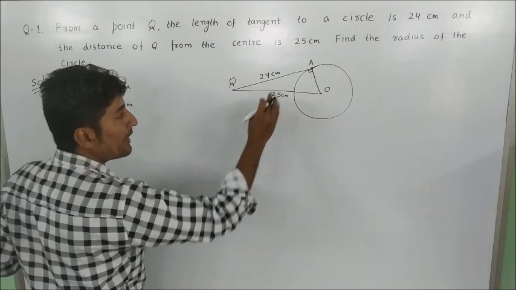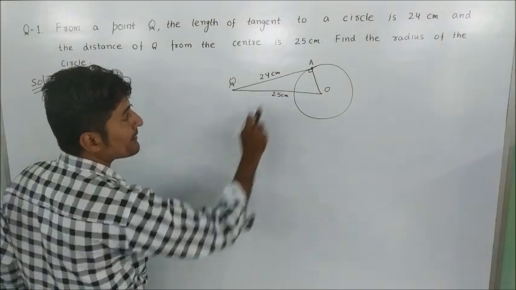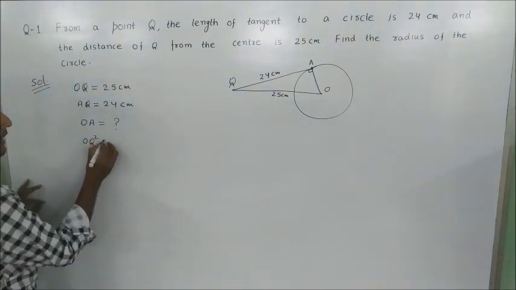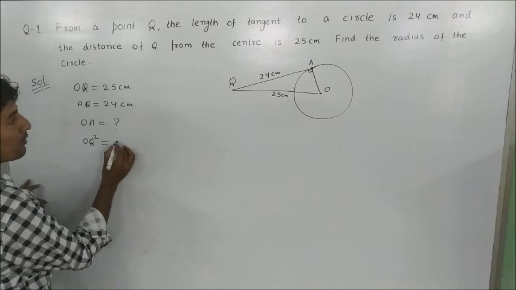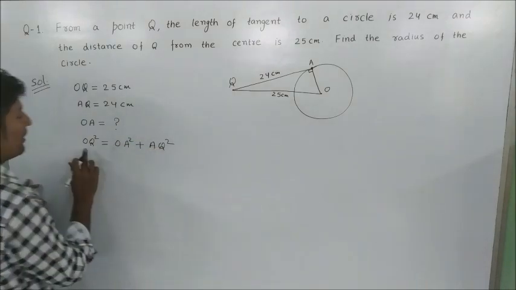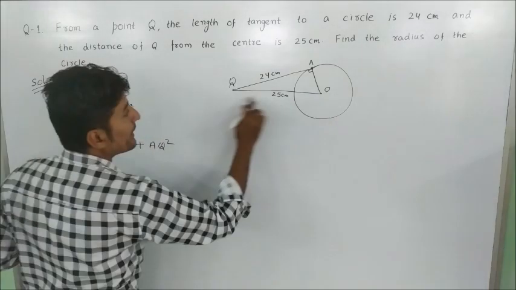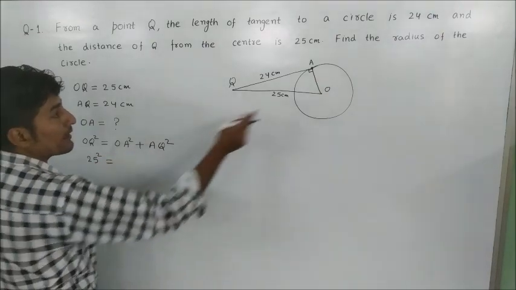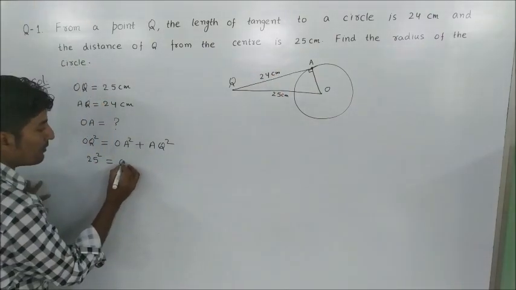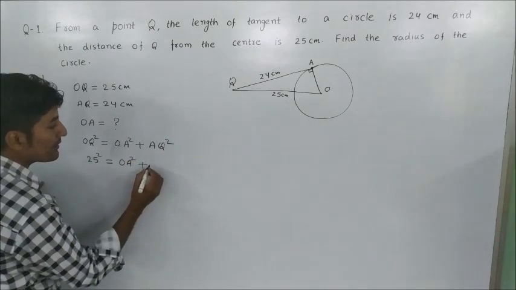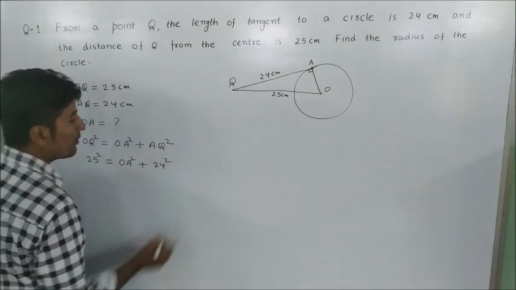As we know, if we apply the Pythagoras theorem to this triangle, we can write OQ square equals OA square plus AQ square. In place of OQ, we can write the value 25 cm, so 25 cm whole square equals OA square, the value of OA we have to find out, as it is, plus AQ, the measurement of AQ is given as 24 cm, whole square.